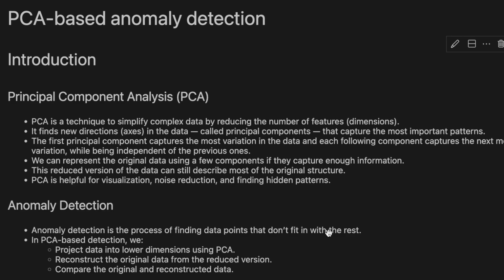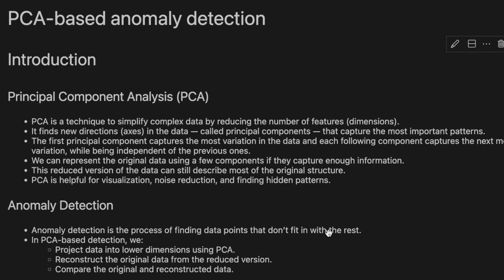So what is principal component analysis? PCA is a technique to simplify complex data by reducing the number of the features or dimensions. This is very useful when we work with large data sets, so we can decrease the number of the features. It finds new directions or axes in the data called principal components that capture the most important patterns. The first principal component captures the most variation in the data, and each following component captures the next most variation while being independent of the previous ones.